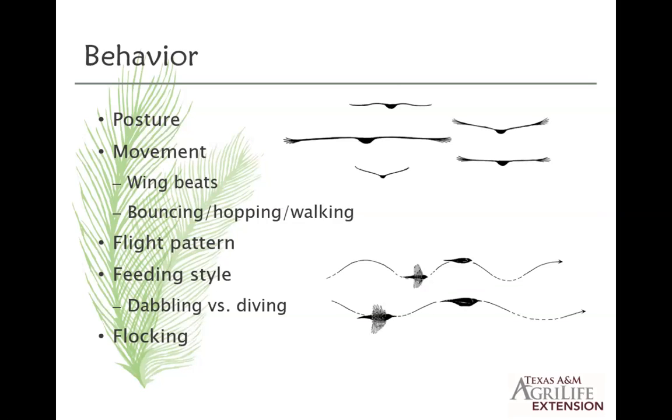Here's some pictures of flight patterns in birds, and then above what wingspan looks like for different types of birds. Again, with the behavior, looking at posture, how their wing beat looks, and then how it sounds, how they spend time on the ground. So that type of movement, flight pattern's a big deal. Feeding style, in ducks, identifying if it's a dabbling duck, so it just eats off the top of the water versus if it's a diving duck. And then flocking is another thing to consider.